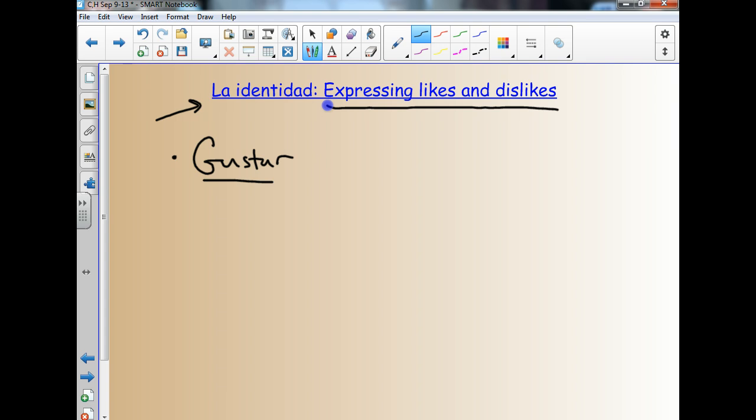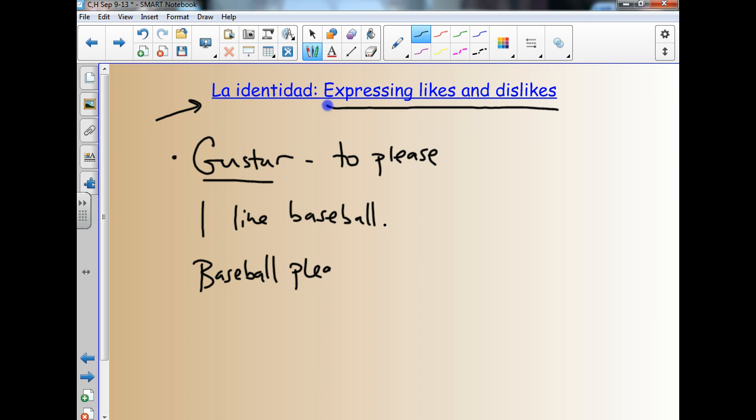Now, este verbo aquí es un poco diferente que los otros verbos. I don't want to dwell on verb tenses and verb formations, but it's useful to know that this verb actually does not mean to like. It actually means to please. So in Spanish, when you say you like something, you're actually saying it pleases me. So for example, when you say in English, I like baseball, in Spanish, you're saying baseball pleases me.